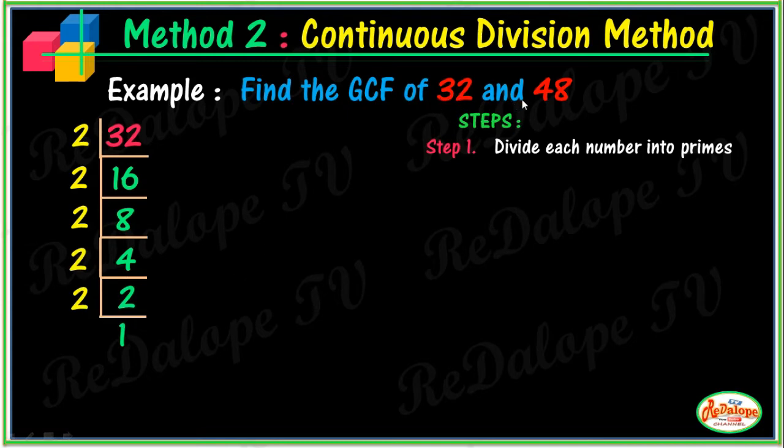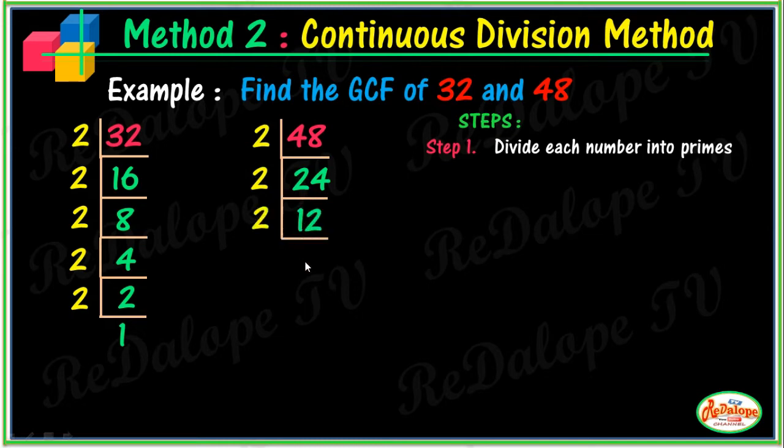And then for 48, so 48 is an even number, so divide by the first prime number, which is 2. So 48 divided by 2, that is 24. 24 divided by 2, that is exactly 12. 12 divided by 2, and that is simply 6. 6 divided by 2, so that is 3. Now 3 can be divided by the next prime number, which is 3. So 3 divided by 3 is 1. Now if the quotient is simply 1, then we stop.